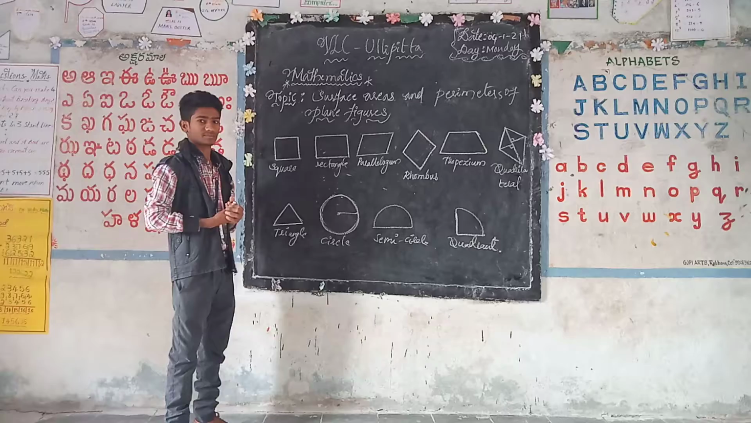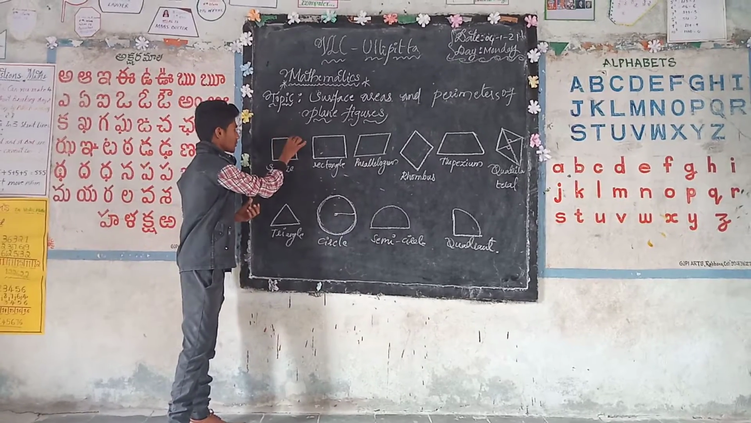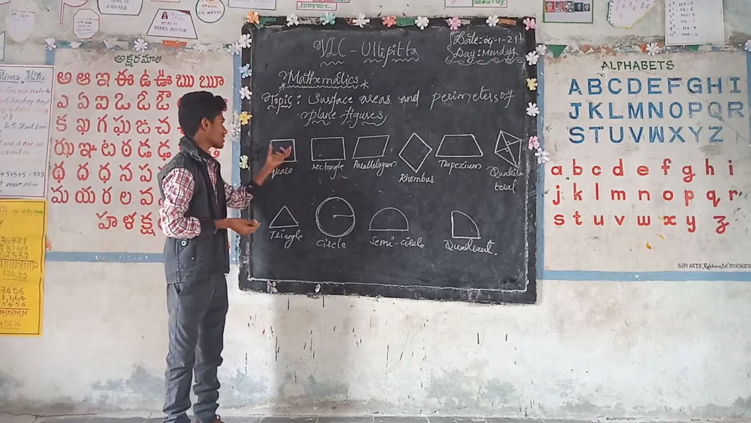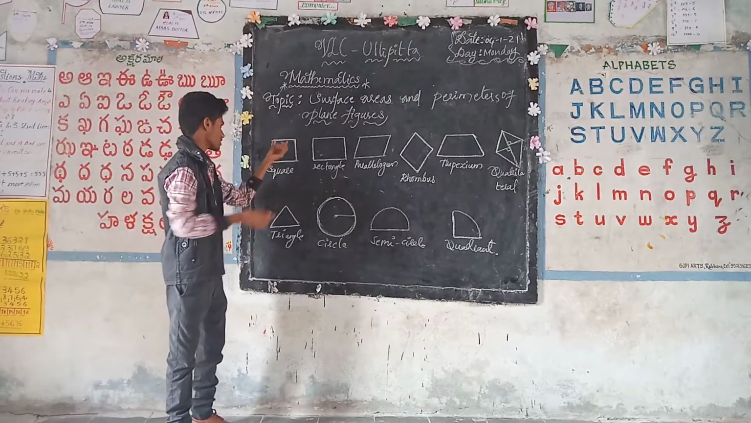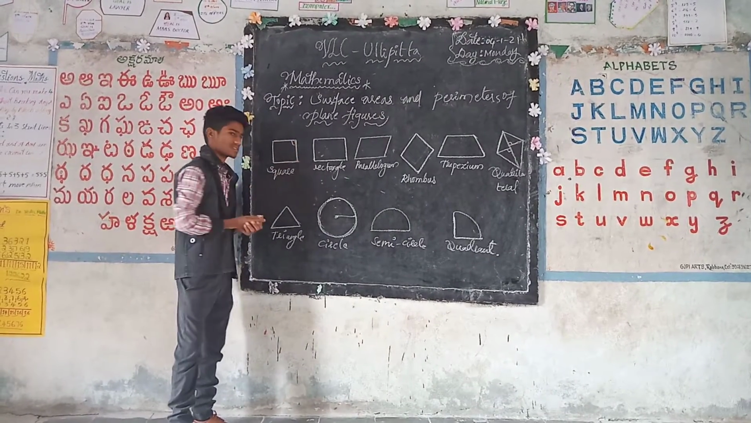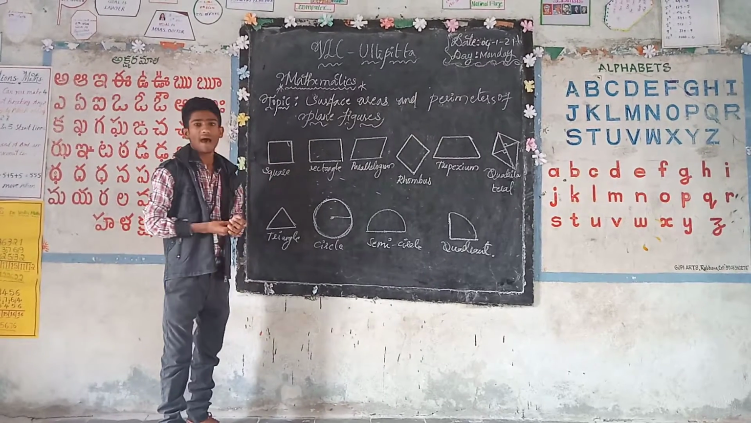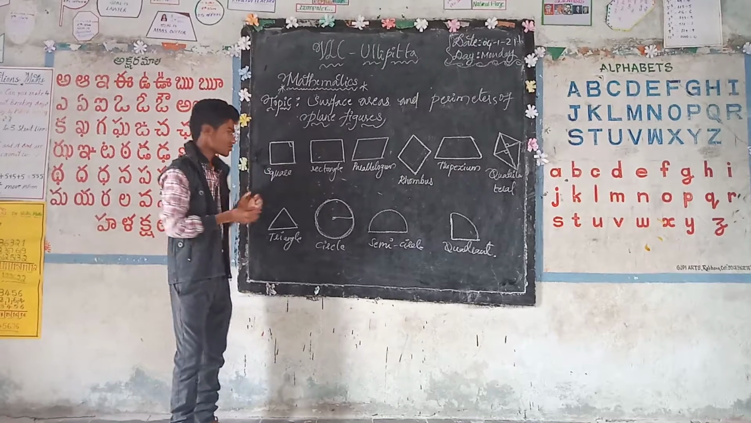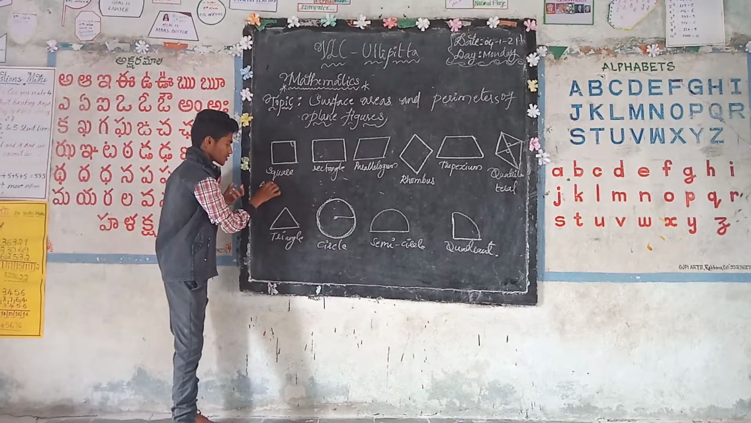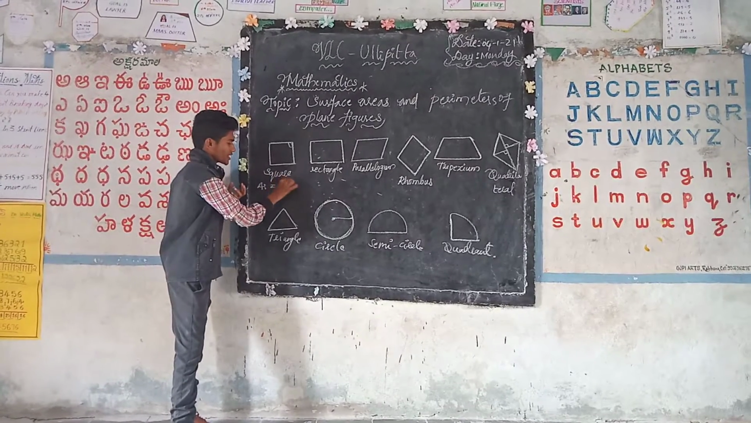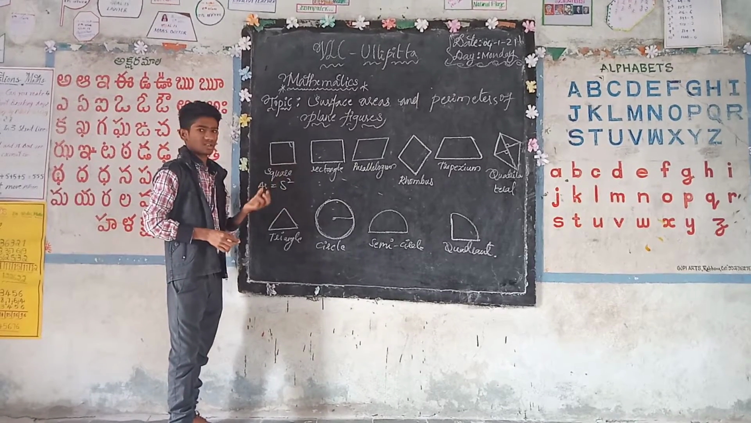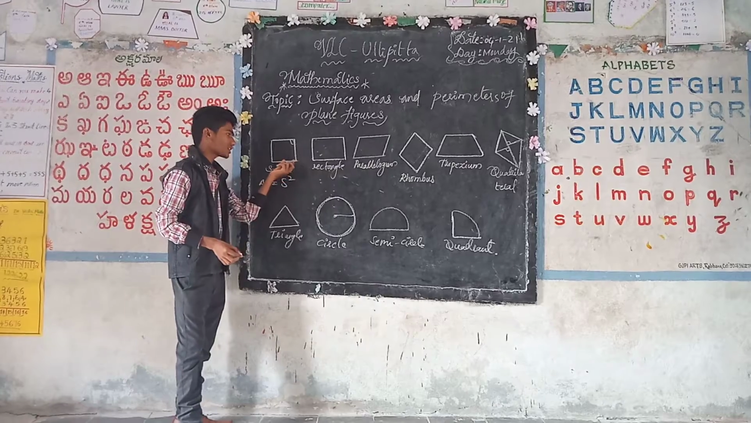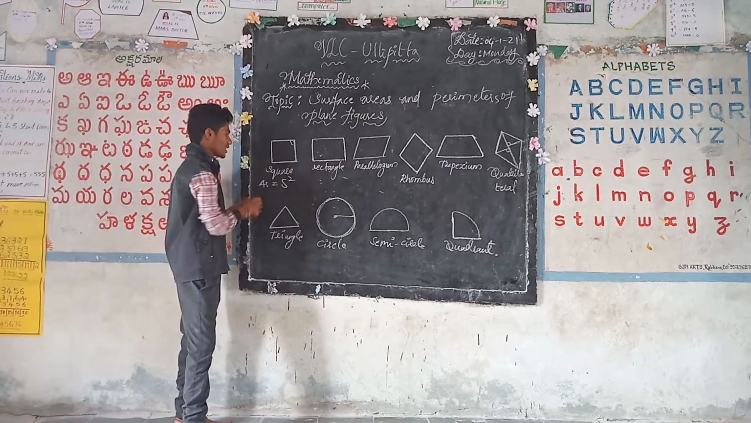Here, square. The properties of a square: all the sides are equal and each angle measures 90 degrees. Two diagonals are equal. Four symmetrical lines also divide it. So the area of a square is equal to S squared, means S into S, side into side. Next, perimeter of the square. If we take the product of side into side, then we can get the area.